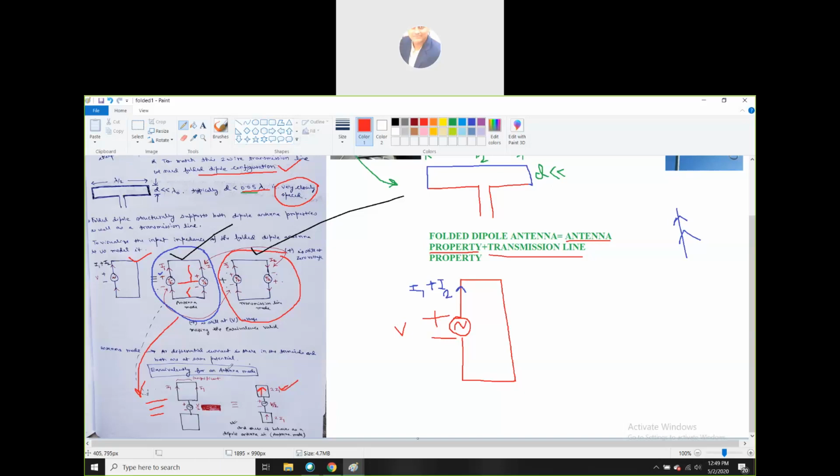And now when you see this view, it is nothing but the view of a dipole antenna configuration. Same configuration, just in place of V there is V by 2, and in place of the current I flowing, there is 2I1.